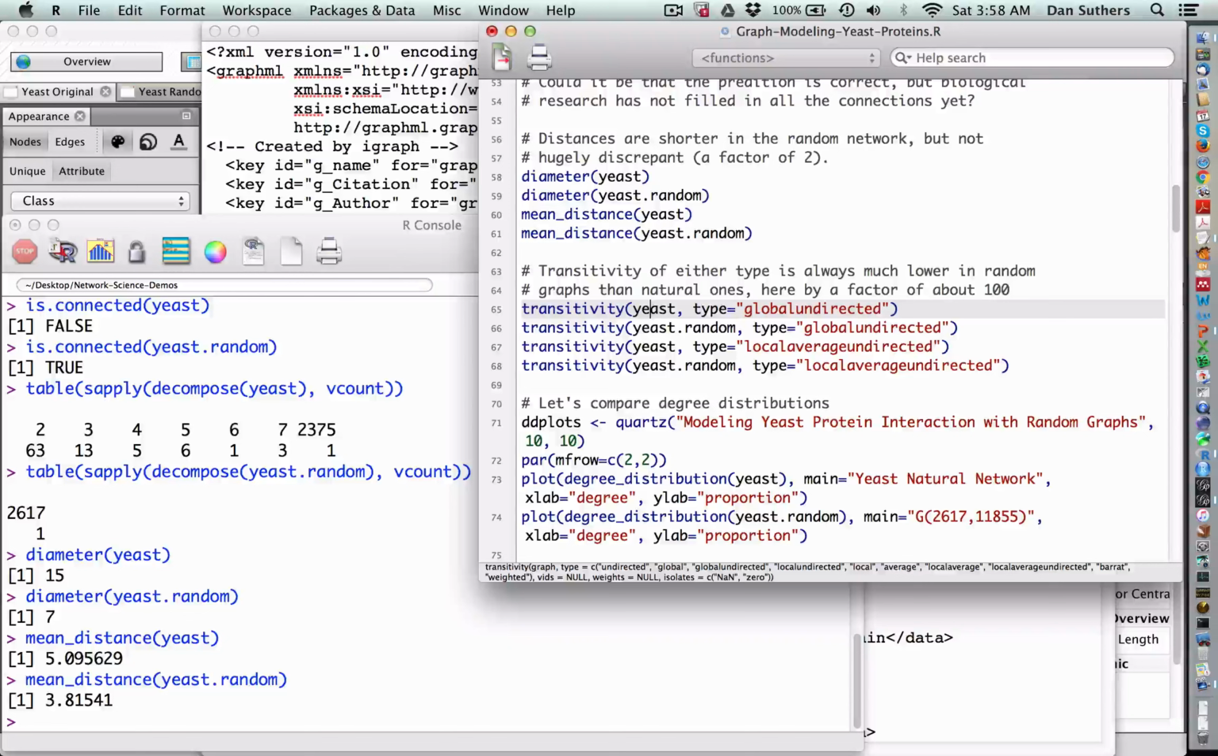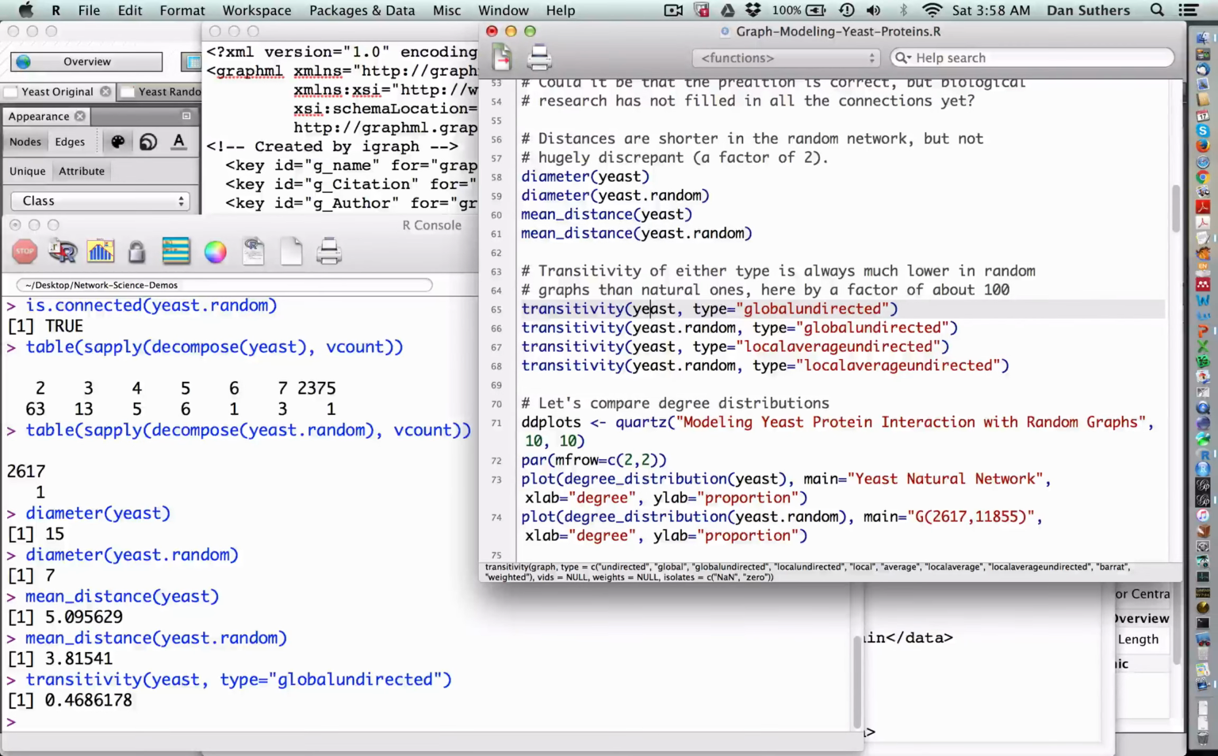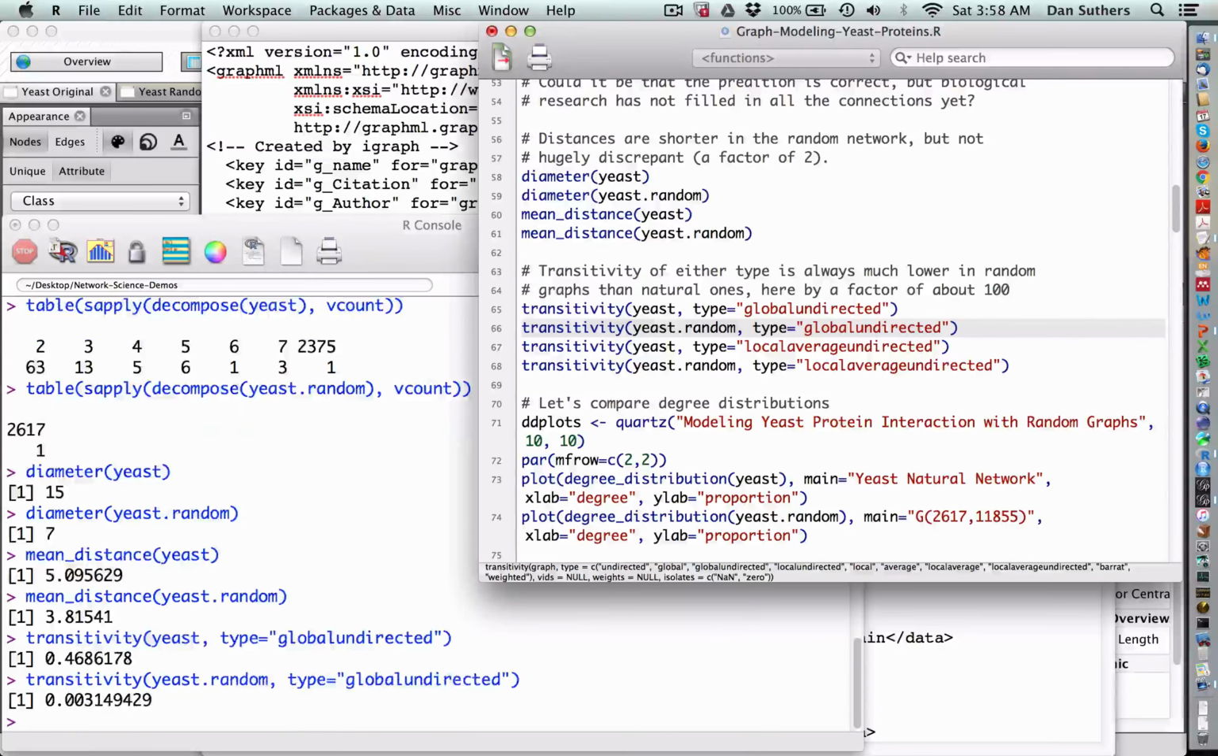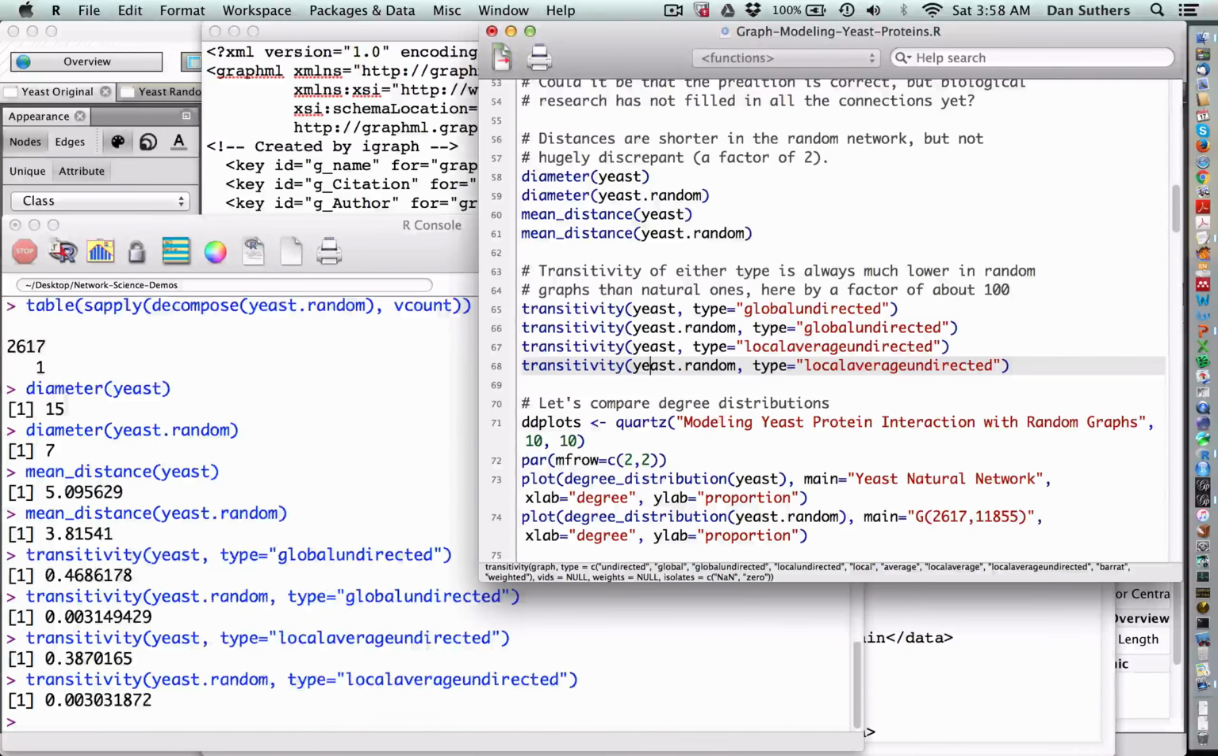Now, transitivity is a different question. Random graphs always have much, much lower transitivity than natural ones. So here's a natural one. The transitivity of the yeast graph is 4.6. Of the random graph is 0.003, so about 100 orders too low. And this also holds if, instead of using the global transitivity, we use the average of the local transitivity; we're about 100 times too low. So let's look at degree distributions.